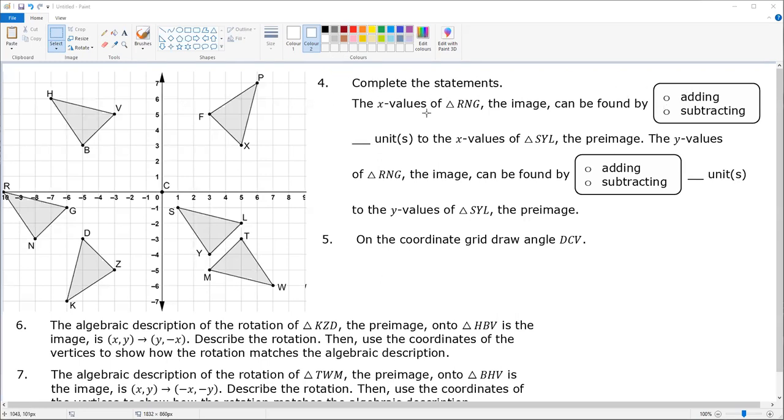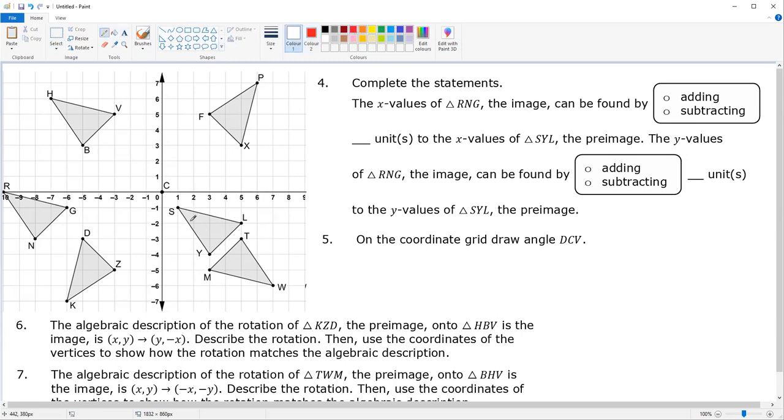And a summary of this first sentence is we have the image of our triangle RNG, and we have the pre-image of triangle SYL. So this is the before. This triangle SYL is the before. Grab a red pencil. Oh, it's not red. This is red. SYL is the before. And let's say that this RNG is the after.